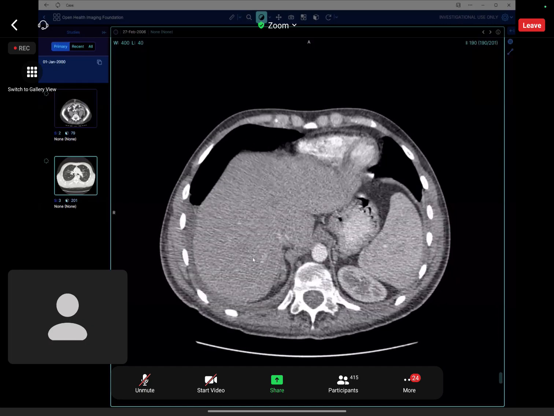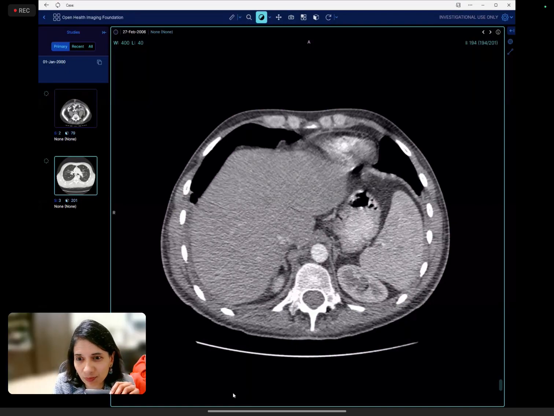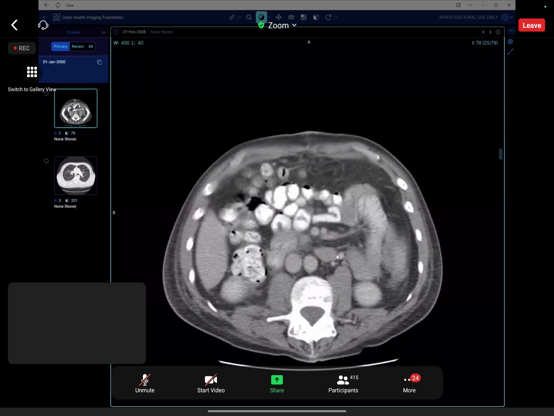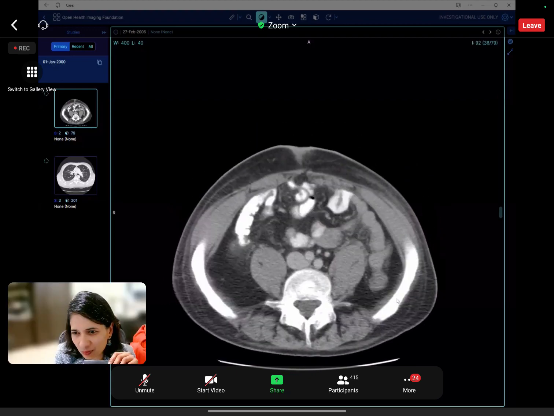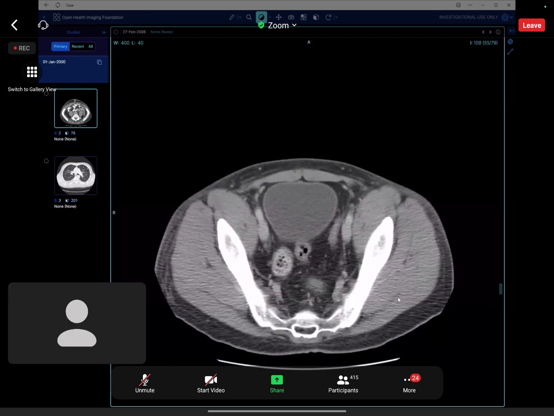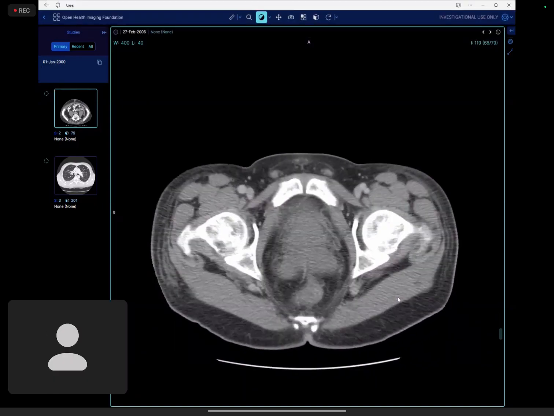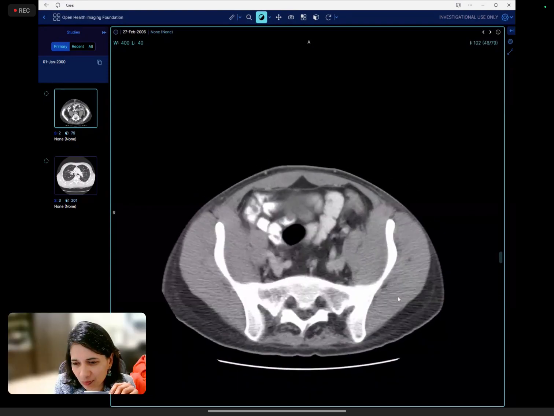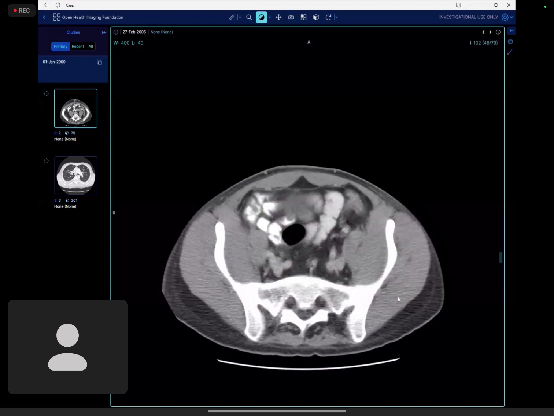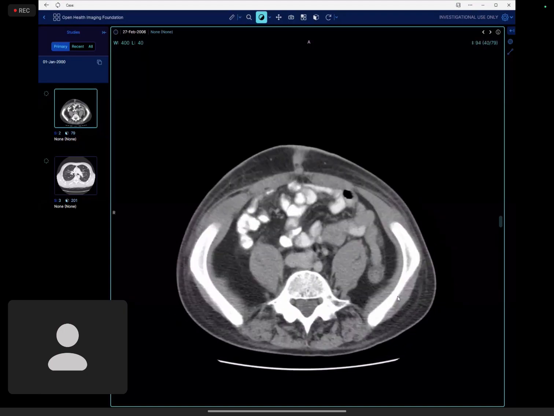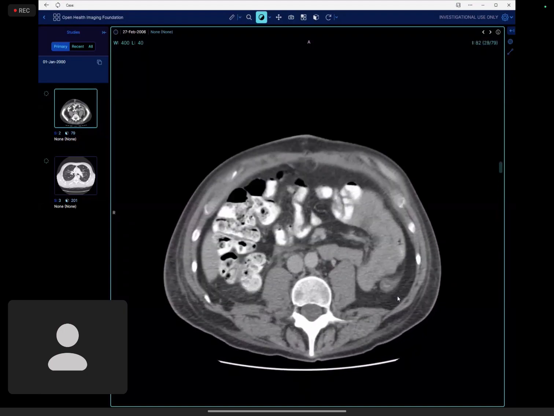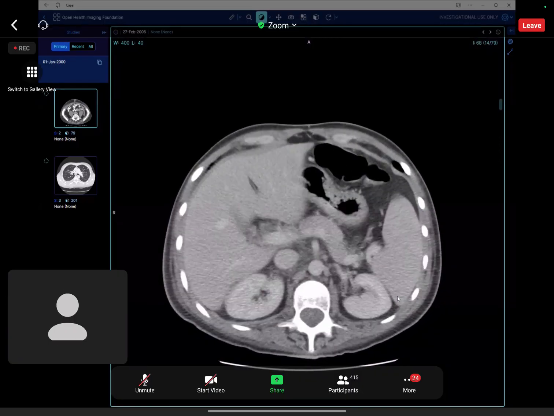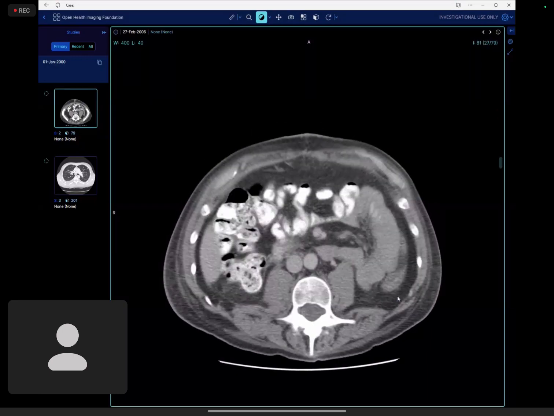And the patient is unwell. So if the patient is unwell, I would be concerned about septic emboli with infective lymphadenopathy. However, there were no cavitations within the pulmonary nodules. Okay, the abdominal CT scan.